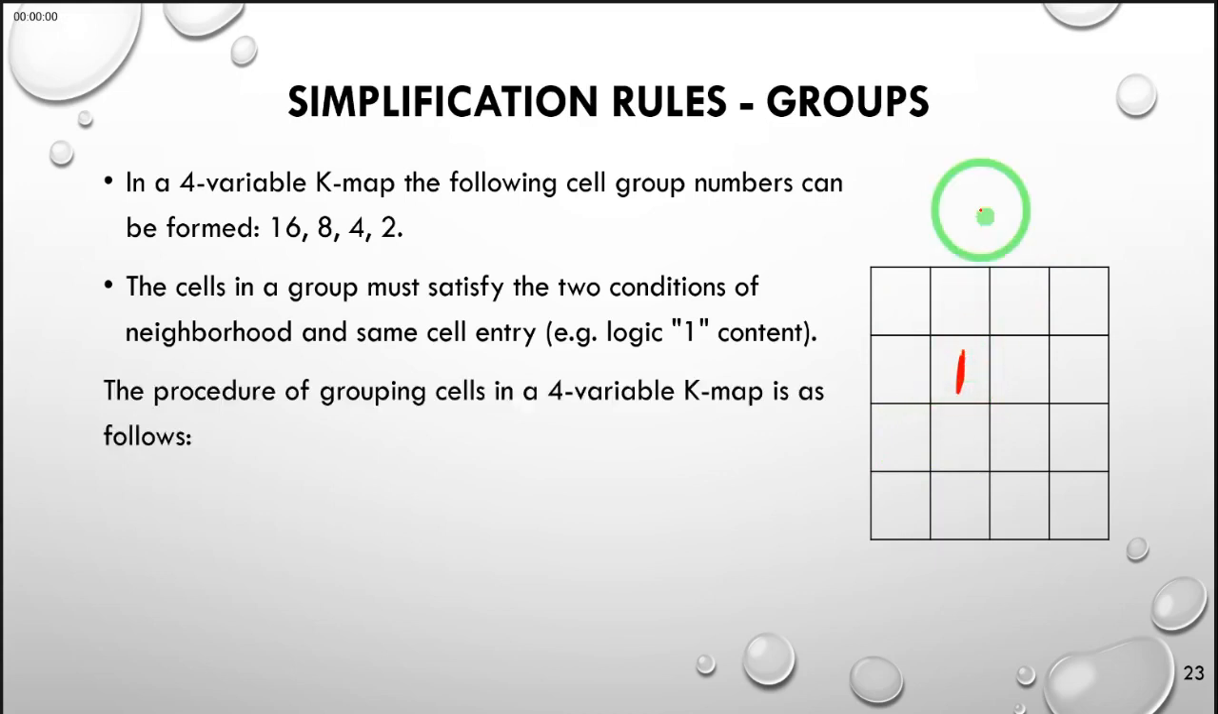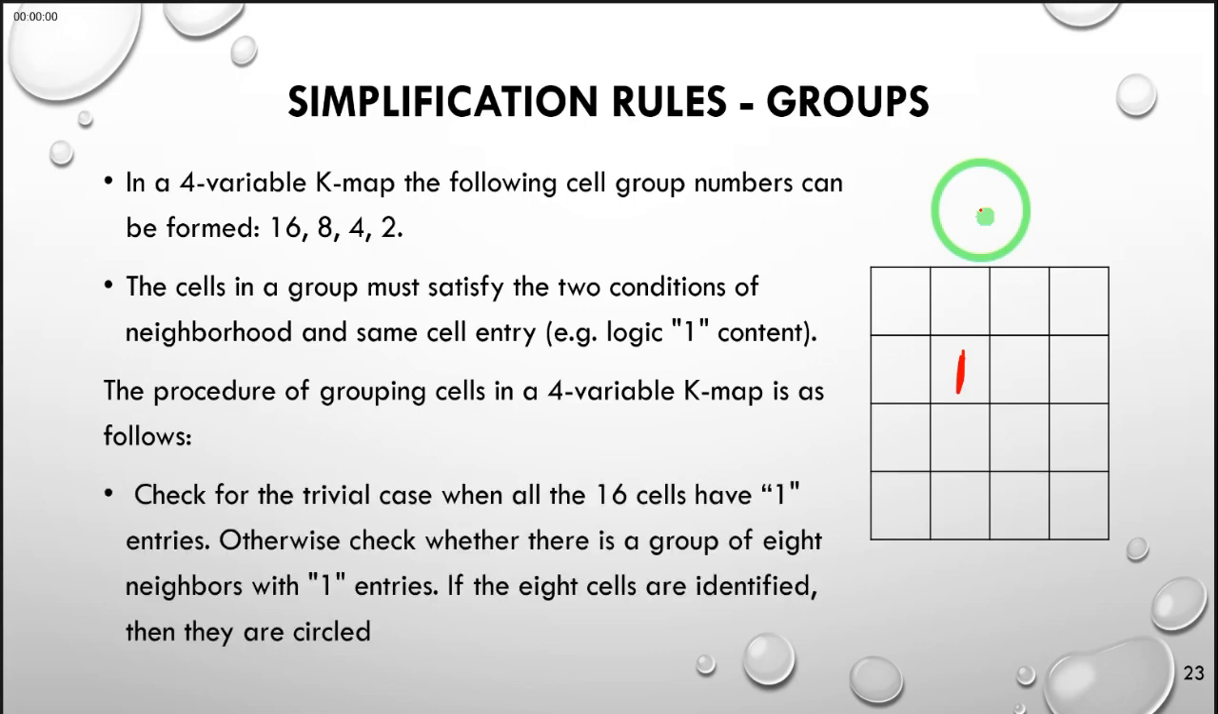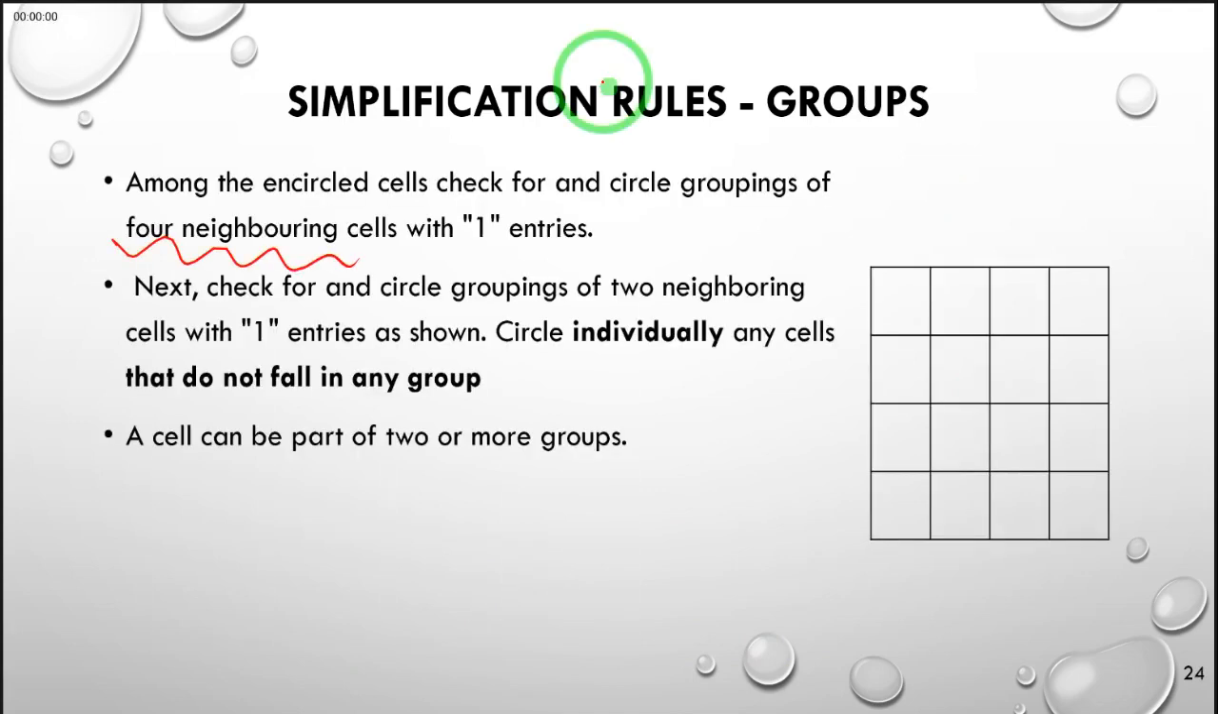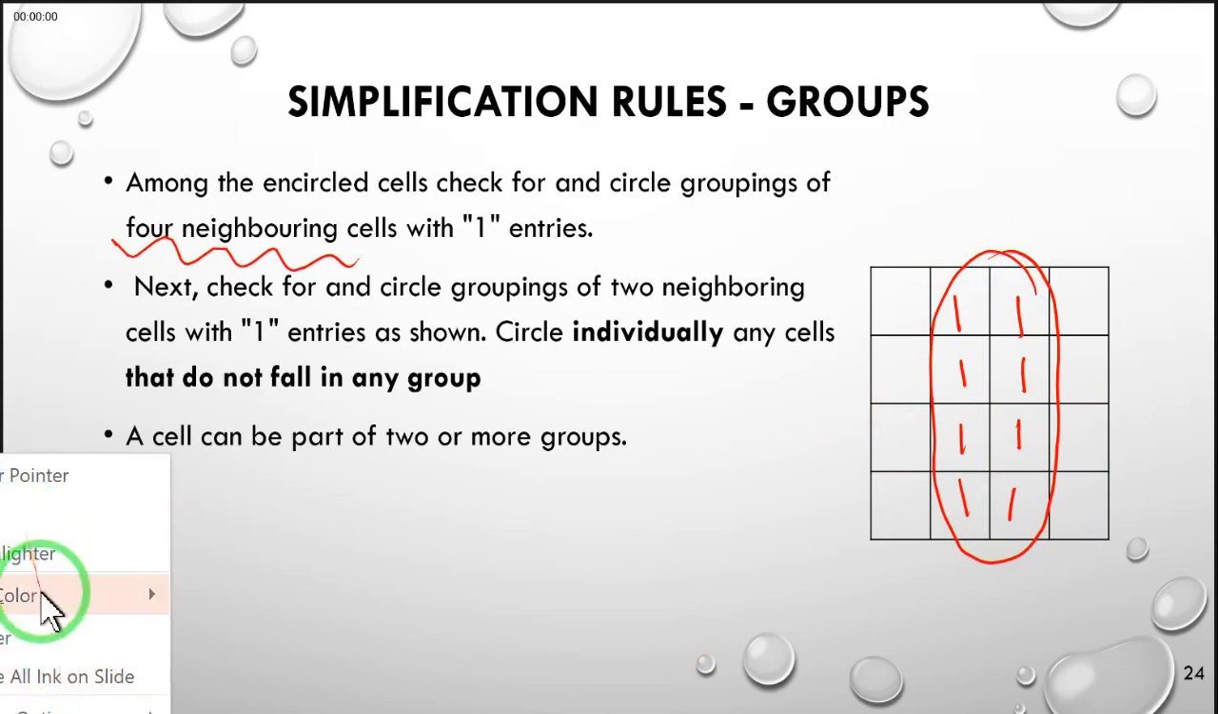So the procedure for grouping a 4-variable K-map is as follows. We check for the trivial case when all the 16 cells have 1 entries. Otherwise, when they don't, we can look for a group of 8, and when we do not, we can look for a group of 4, etc. And we normally circle them, and we will see that in an example. You also notice that a cell can be part of 2 or more groups. In this example, if we have ones following something like that, then in the first rule, we form the group of 8 and circle it. That is what we mean when we say we are forming a group and circling it.